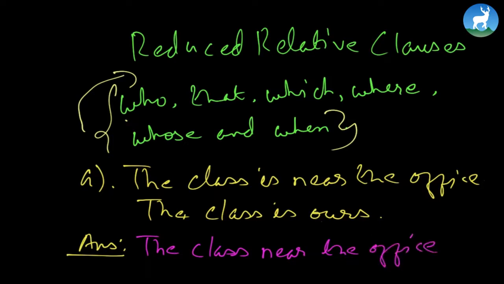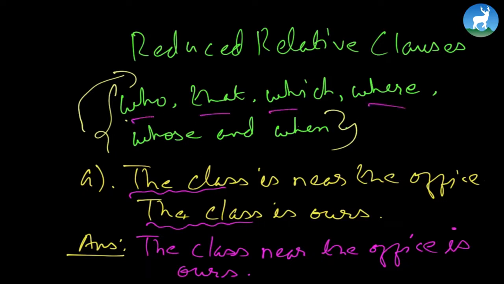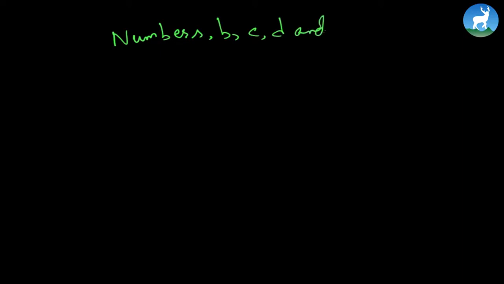office. The repetition of the subject is unnecessary. The class near the office is ours. See? Without using any of these relative pronouns, who, that, which, where, whose, and when, we have combined these two sentences into one. The class near the office is ours. The rest of the exercises B, C, D, E follow the same rule, and I give them to you as homework.